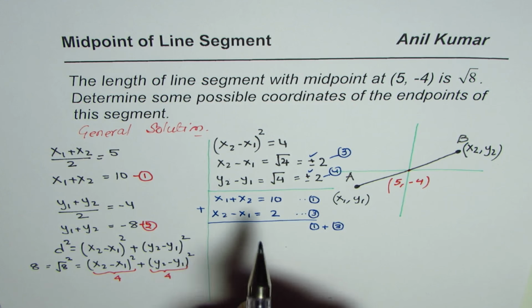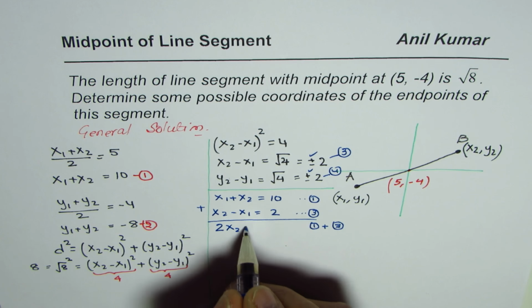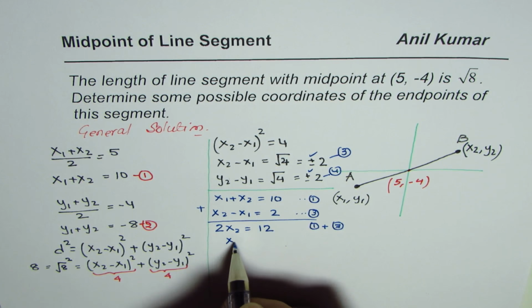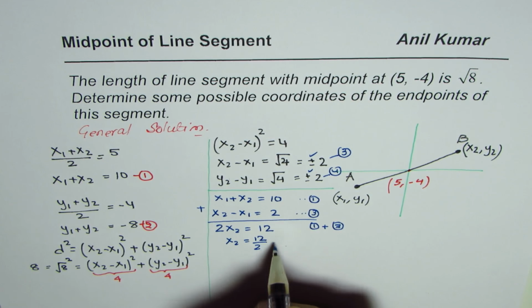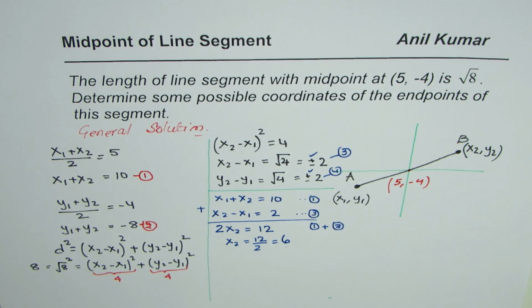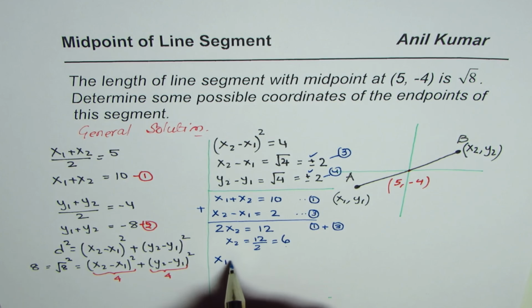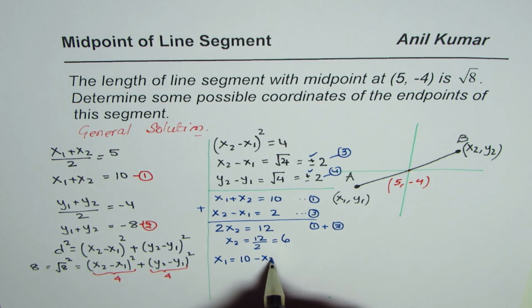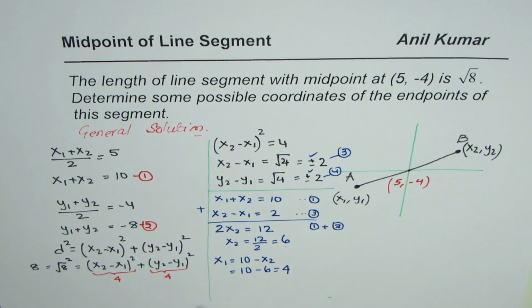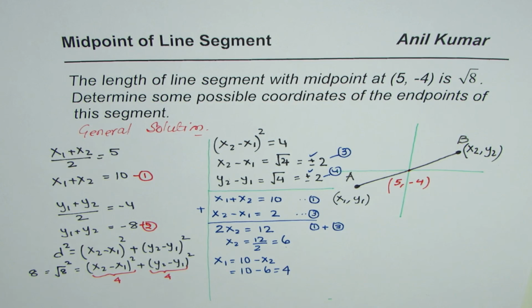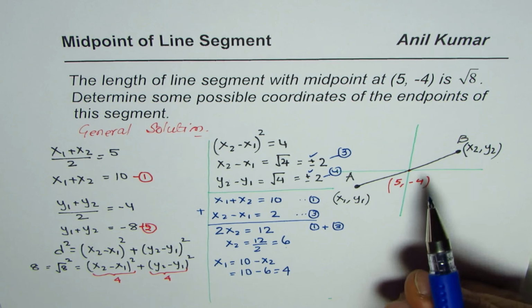x1 minus x1 is 0. You get 2 times x2 equals 12, and then x2 is equal to 12 divided by 2, which is 6. So you get the value of x2. Once you get the value of x2, you can find x1, right? So from equation 1, we know x1 is 10 minus x2, which is 10 minus 6, and that is 4. So we get the value of x1. You get an idea, right? So we get values of x1 and x2, so we got the x coordinates for both the points.